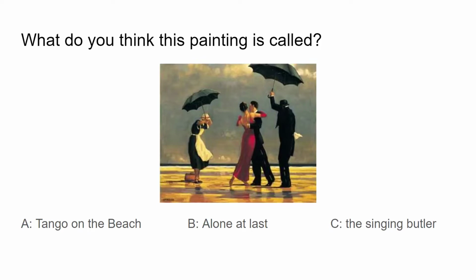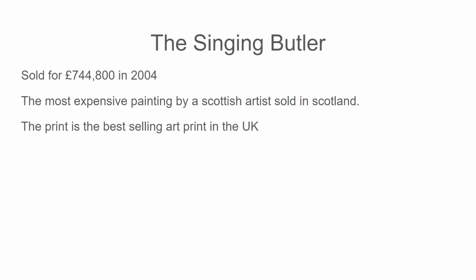So let's look at this painting. Do you want to guess what this painting is called? I'm going to give you three options: Tango at the Beach, Alone at Last, or The Singing Butler. You can pause it, have a think about it, and when you're ready, just click play. It's called The Singing Butler because of course it is.